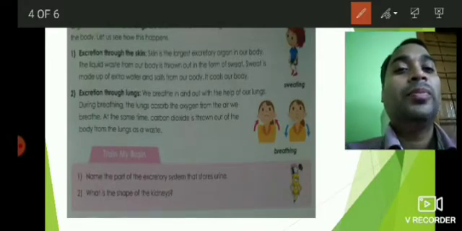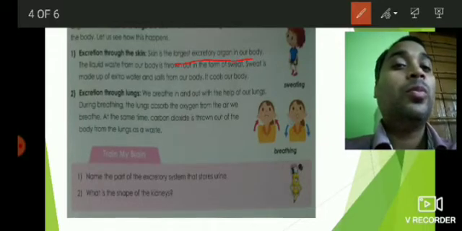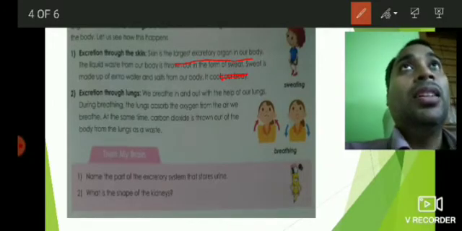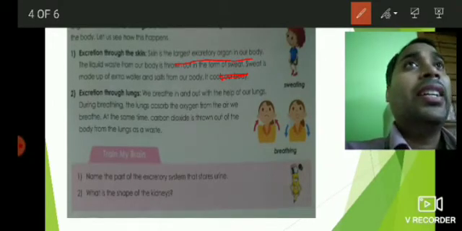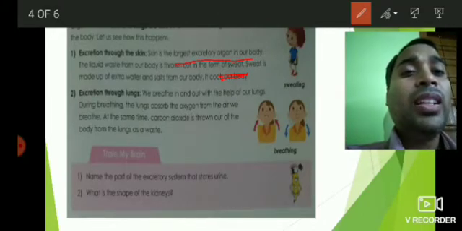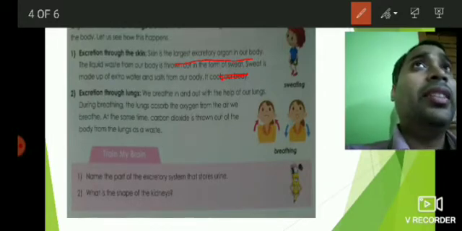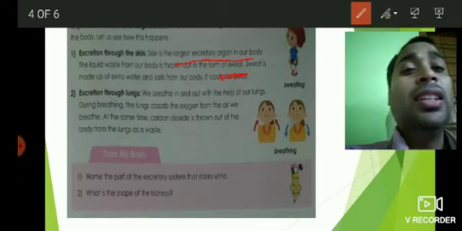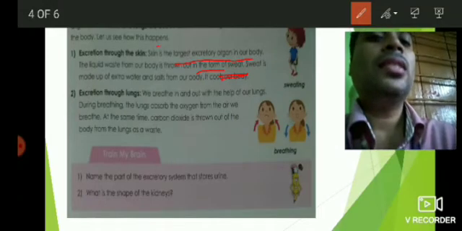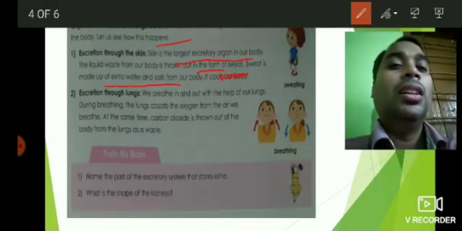So, first of all, skin is the largest excretory organ. This you have to remember. The liquid waste from our body is thrown out in the form of what? Sweat. Now, with the kidney, most of the liquid waste comes out in the form of urine with the help of our human excretory system, but there is certain liquid waste that dissolves salt in it, so that comes out in the form of sweat, and that is done by what? Our skin. So sweat is made up of what? Extra water and salts from our body.